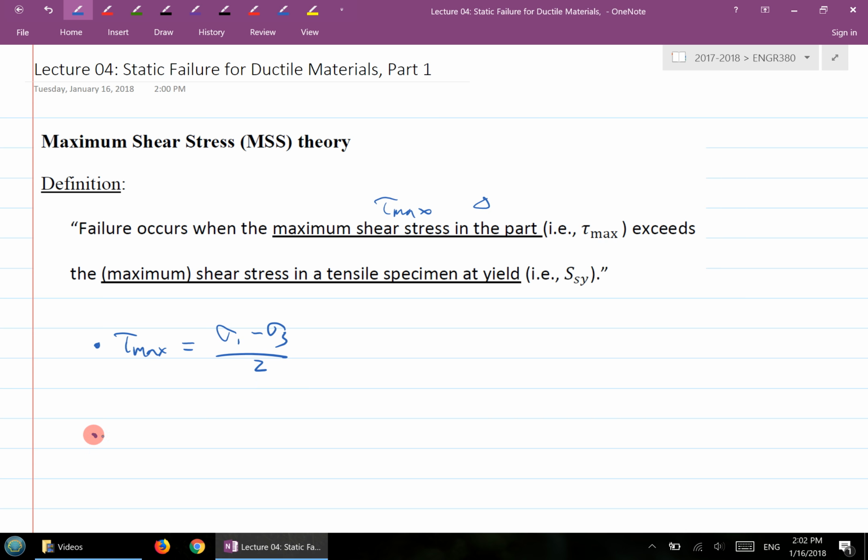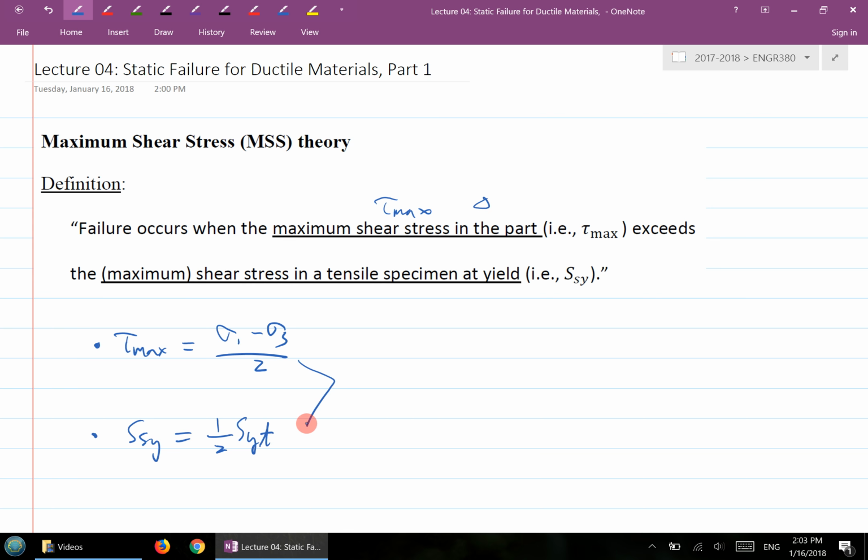And the second quantity is the strength value, SSY, the shear strength, which can be found by looking at the maximum shear stress in the tensile specimen when it's just about to yield. We looked at that and found that SSY equals 1/2 times SYT. So SSY equals 1/2 SYT, and SYT is the yield strength. So essentially we're comparing the two quantities here.